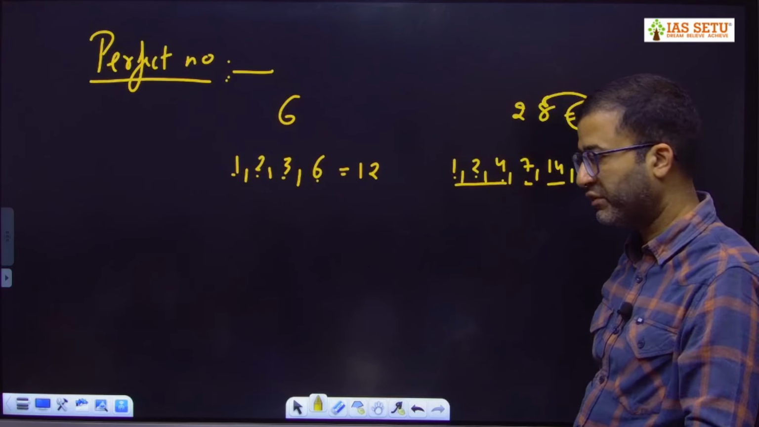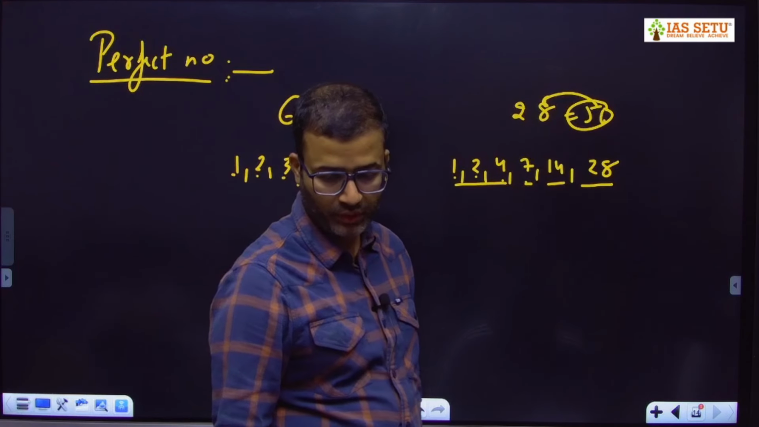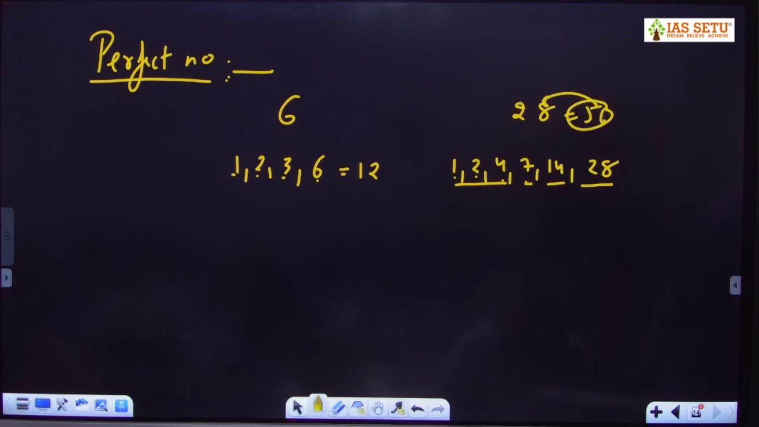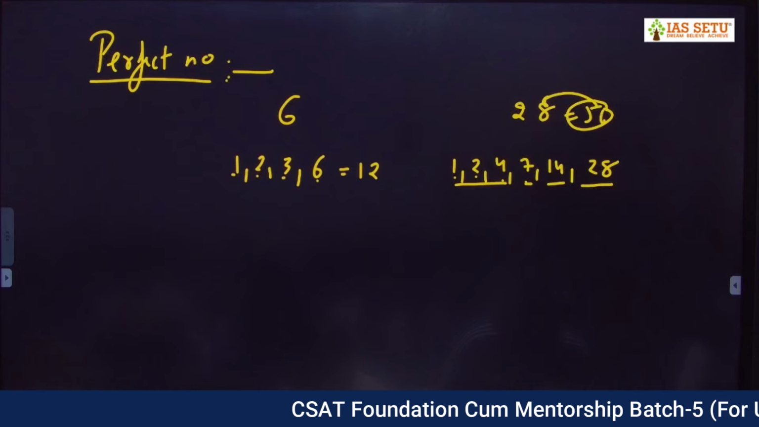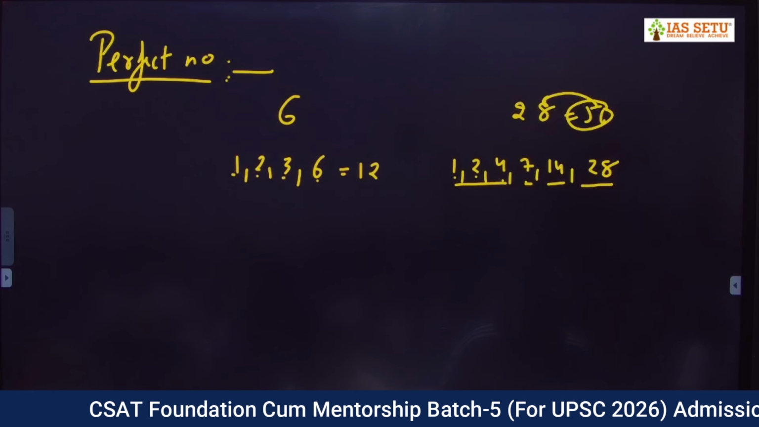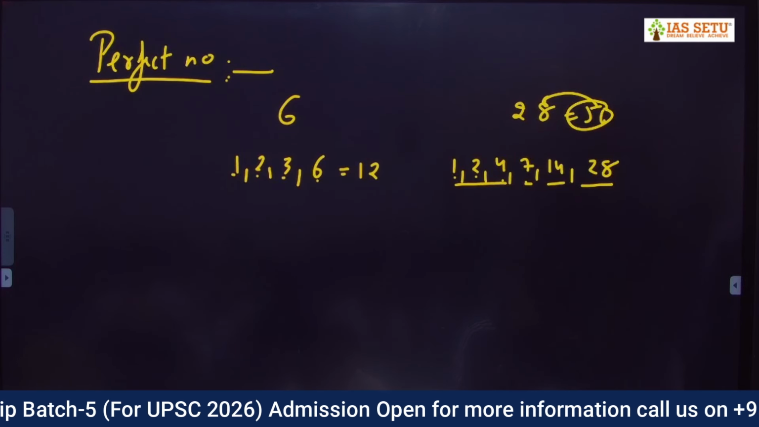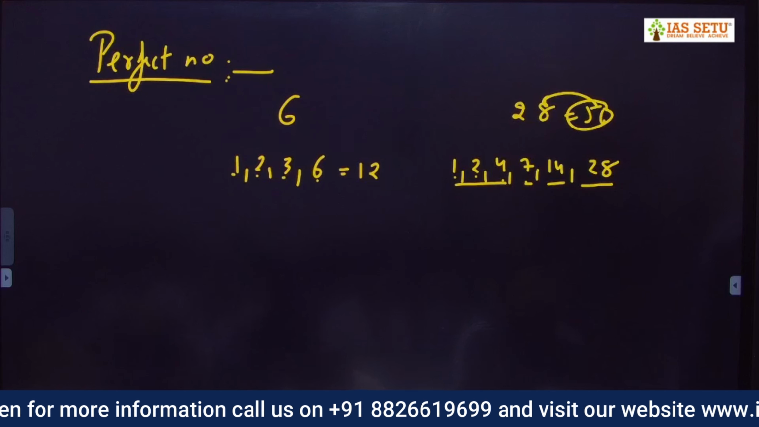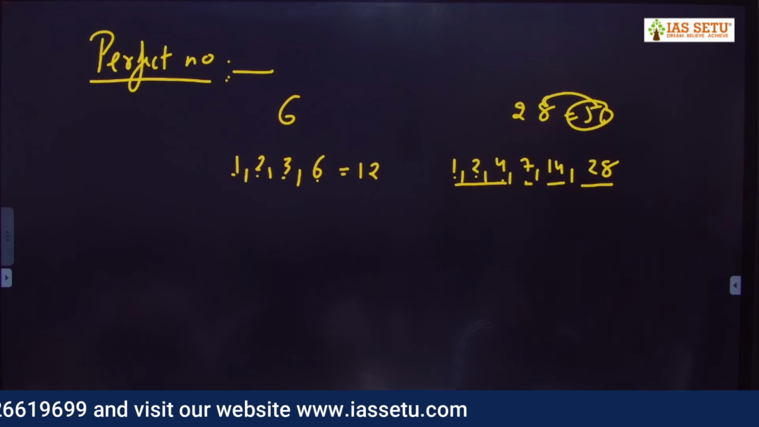So you write this definition. If the sum of the factors of a given number is double of the number itself, then the given number is perfect number.